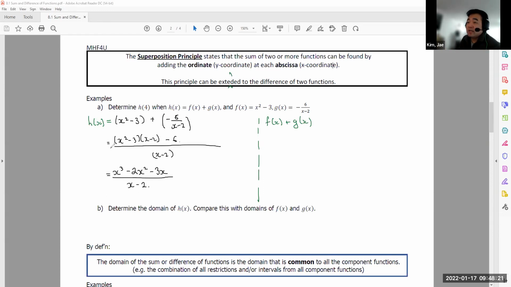Following, the question asks for what is the value of the function when x equals 4? So 4 times 4 times 4, 64. 4 times 4 times a negative 2 is 32. 4 times negative 3, that's a negative 12. All over 4 minus 2, I'm going to solve that, that's a 2. So this is 64 minus 32 is a 32 minus 12 is a 20. 20 divided by 2 is a 10. And there you have it. Right?